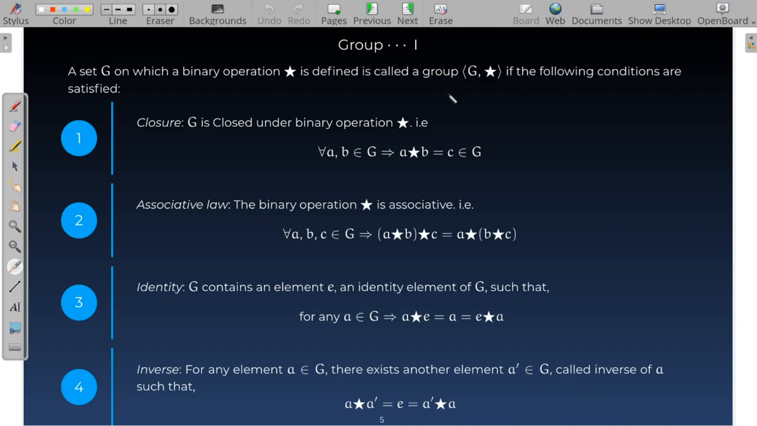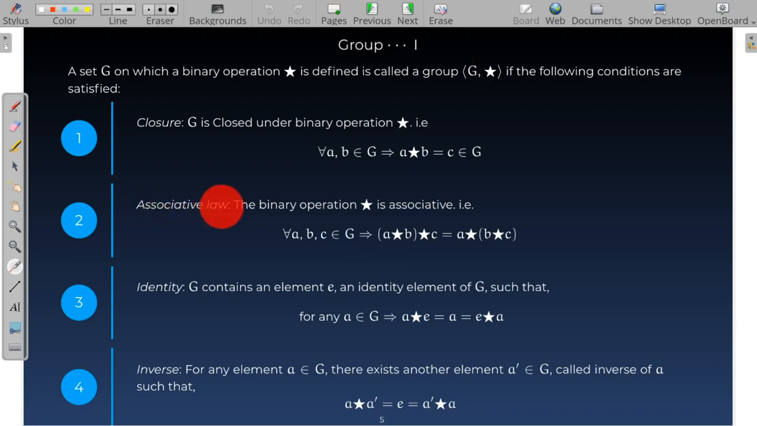So a group is basically a doublet. It's a set together with an operation star. This doublet is going to be called a group if it satisfies certain axioms, namely closure. So for all a, b element of G, a star b should also be element of G. This is what we mean by closure: the result of the binary operation star should be in G only if the sources are in G.